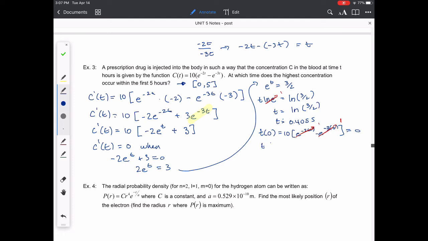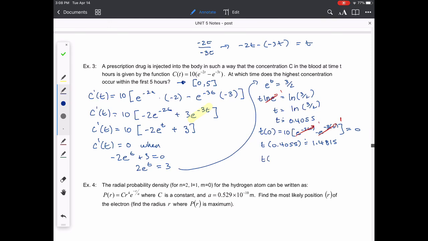We have to test our middle value. I'm not going to rewrite it all out, I don't have the space for it. So all I would do is replace the t with 0.4055. And when I do that, I'm going to get approximately 1.4815. And if I do t exponent 5, we have 10, I can fit that one in.